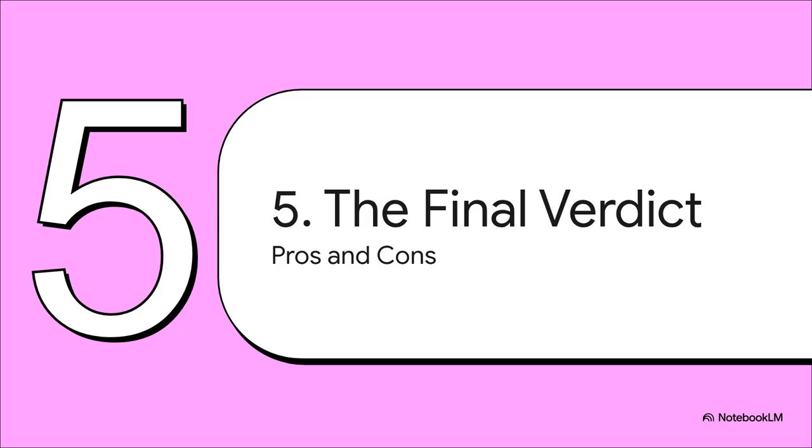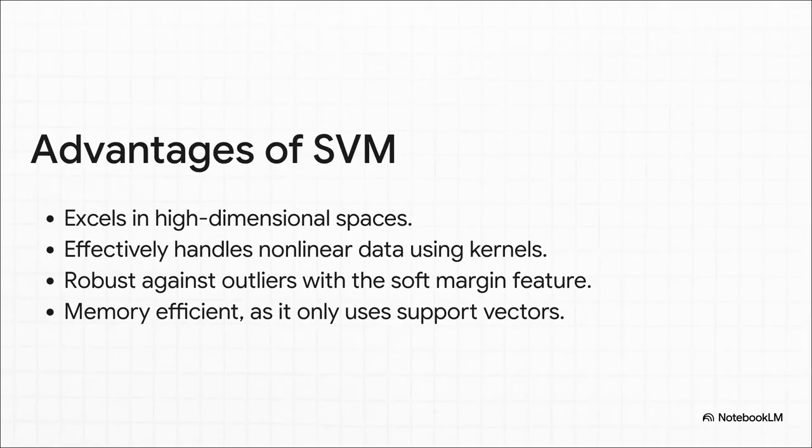Okay, so after all that, the big practical question is, when should you actually use a support vector machine? Well, it's got some huge advantages. For one, it's awesome when you have tons of features, like in image classification. It's also a champ at handling those messy, non-linear problems, thanks to that kernel trick. Plus, as we just saw, it's tough against outliers when you use a soft margin. And because the final model only depends on those few support vectors, it's super memory efficient.